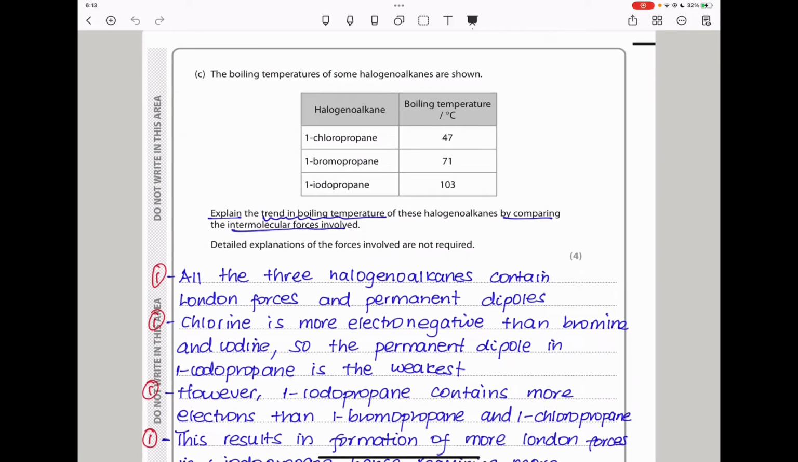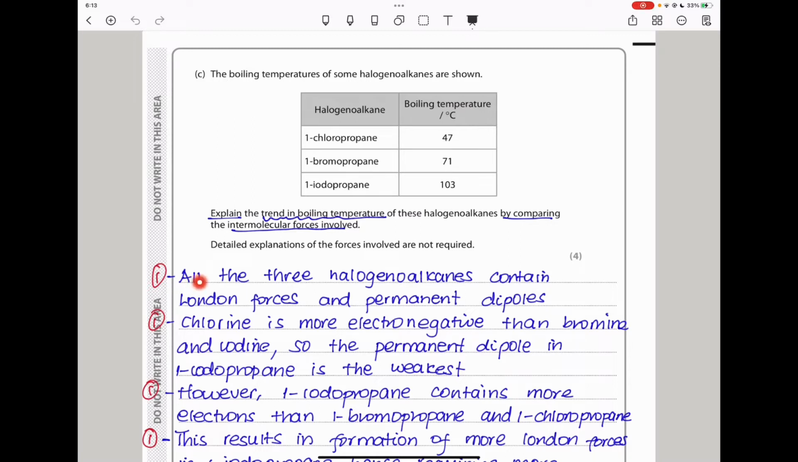The next part says the boiling temperatures of some halogenoalkanes are shown. So we see 1-chloropropane, that is the boiling temperature, 1-bromopropane, and 1-iodopropane. So they want us to explain the trend in boiling temperature of these halogenoalkanes by comparing the intermolecular forces involved. They say detailed explanations of forces involved are not required. So we can see iodopropane has the highest boiling temperature, and since these are halogenoalkanes, they do have permanent dipoles and they do have London forces.